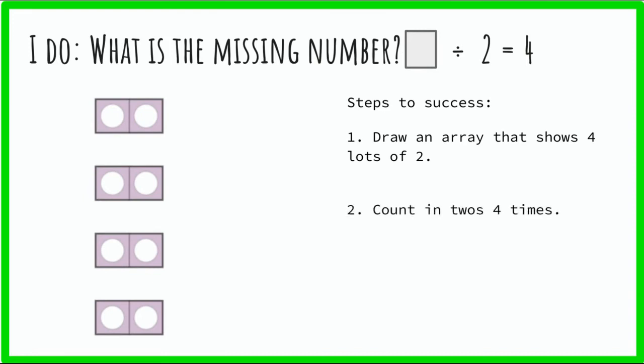Now I'm going to count on in 2s 4 times. So I've got 2, 4, 6, 8. So now I write the answer. So 8 divided by 2, or 8 shared between 2, gives me 4.